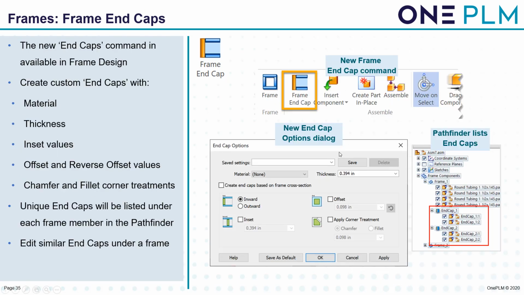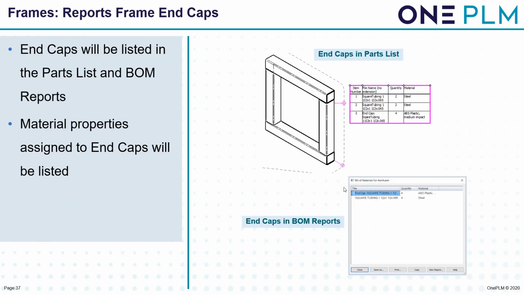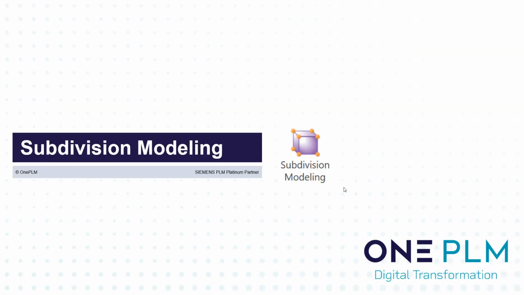So just going back to there, we've got this option on here, create end caps based on that frame cross section. So even if we've got a strange frame section, we're going to have it based on that cross section itself. End cap reporting: once we go into a draft or a BOM report, these will be listed on there as well. So we can go into the end cap, and that's going to give us the information and the size of the end cap on those as well.